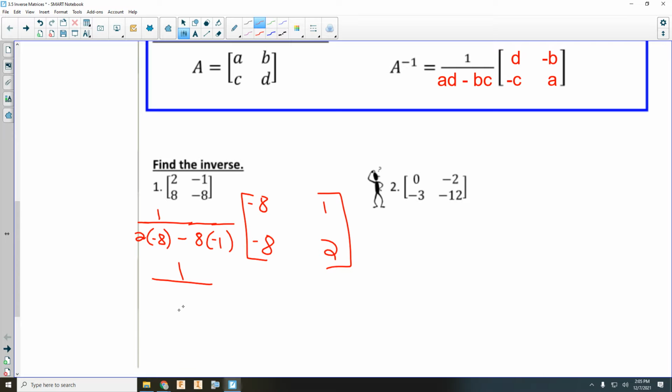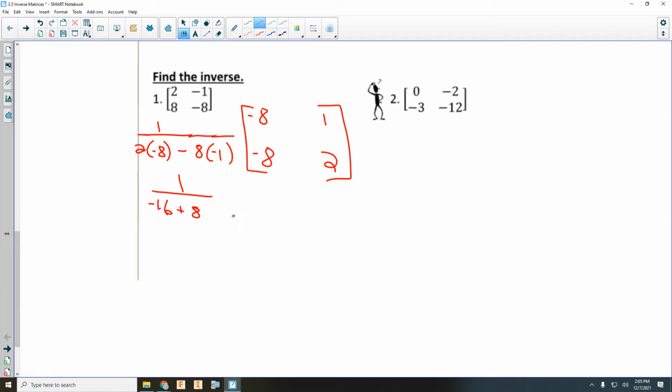So then, what is this? 2 times negative 8, that's 1 over negative 16 plus 8. Why is it plus? Minus 8 times negative 1. So that's 1 over negative 8, times negative 8, negative 8, 1, 2.